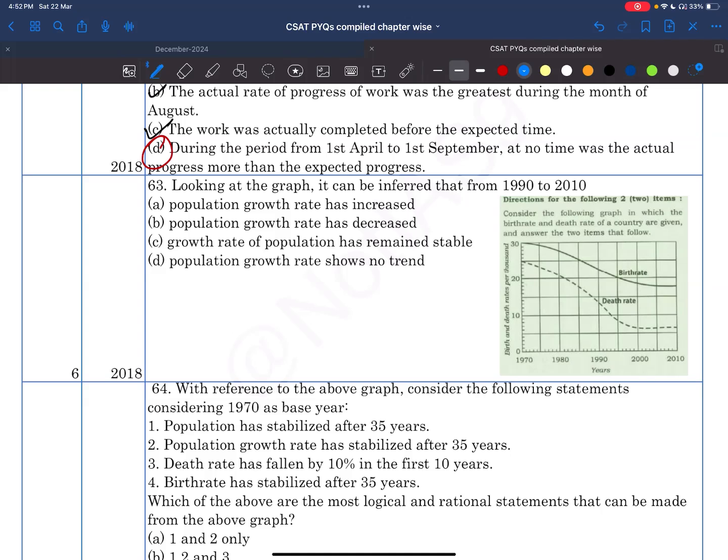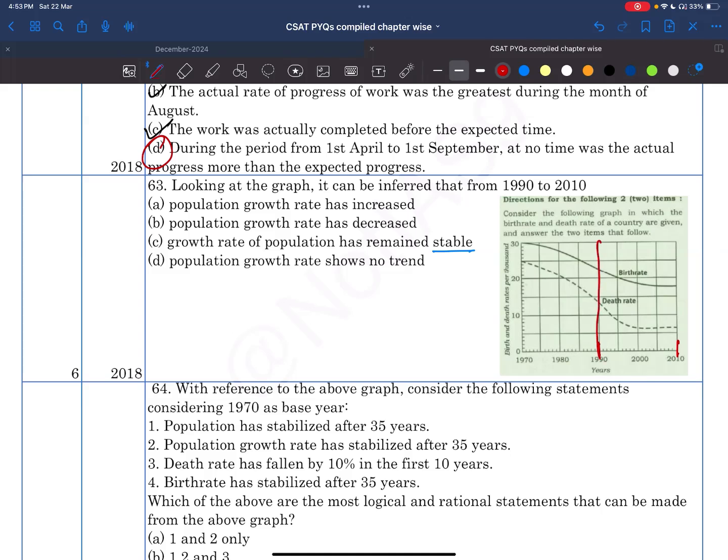Looking at the graph, it can be inferred from 1990 to 2000 that population growth rate has increased. Population growth rate has decreased. Growth rate of population has remained stable. Population growth rate shows no trend. So here, what is asked is between 1990 and 2010, right?